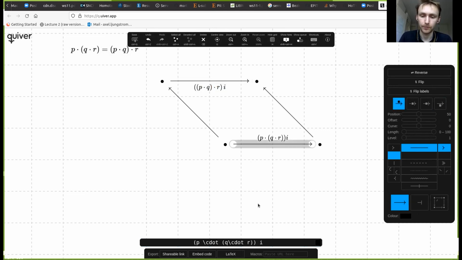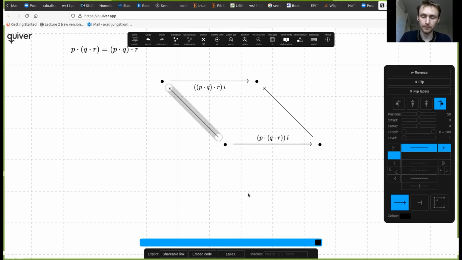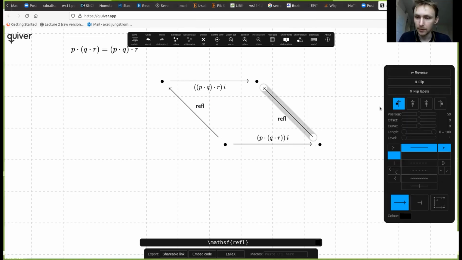Okay. And on the left hand side here, we just have REFL. And on the right hand side, we have REFL. I'd like to position my text here a bit better. It's ugly. Can do this, I think. Yes, very nice. This is also ugly. Very nice.